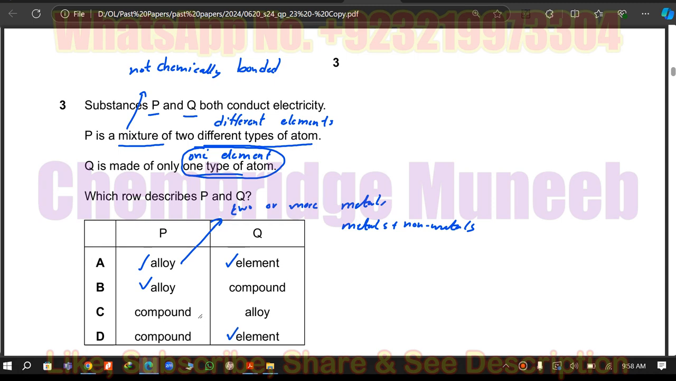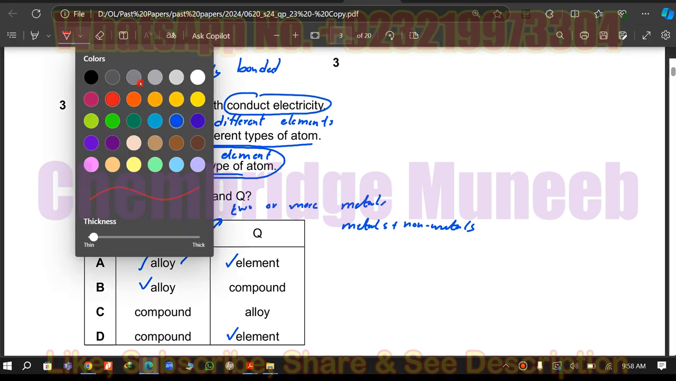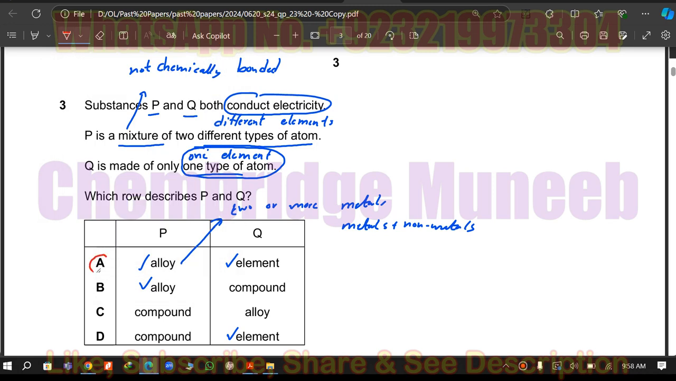And yes, within the alloy, or not just alloy, instead we will say that the statement Q means an element which can conduct electricity. So because of this the right option becomes A. A is the right option.